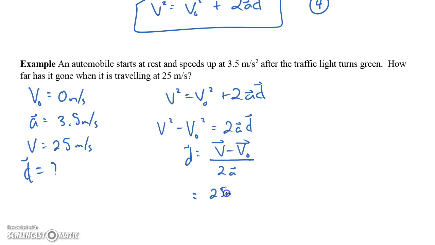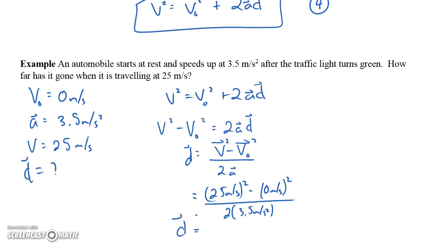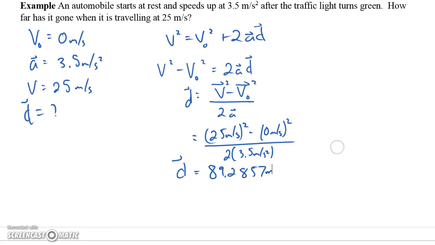Now, plugging in my numbers, 25 meters per second, and that's squared, minus 0 meters per second squared. That's fairly easy to calculate. Over 2 times 3.5 meters per second squared. And our calculator will give us an answer of 89.2857 meters. If you wrote that as your answer, you're going to lose marks because we're not as accurate as that number says we are. We need to figure out our sig figs.